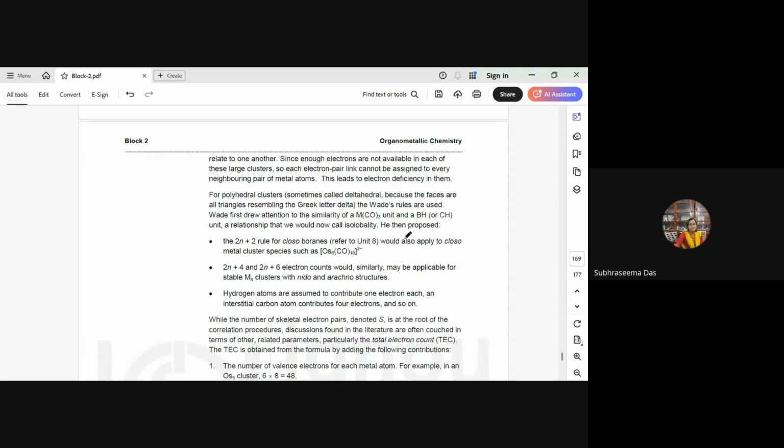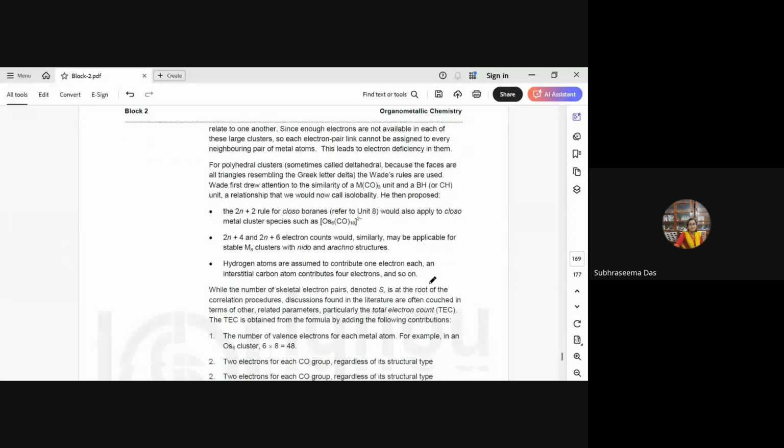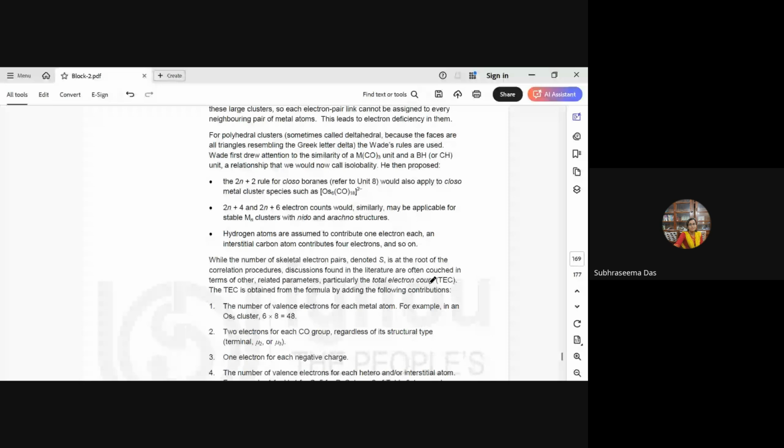The 2n plus 2 rule for closoboranes would apply to closo metal clusters. The 2n plus 4 and 2n plus 6 electron rules would be applied for the stable metal clusters with nido and arachno structures, and hydrogen atoms are assumed to contribute 1 electron each, while interstitial carbon contributes 4 electrons.